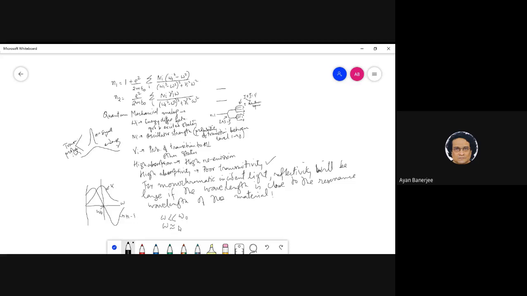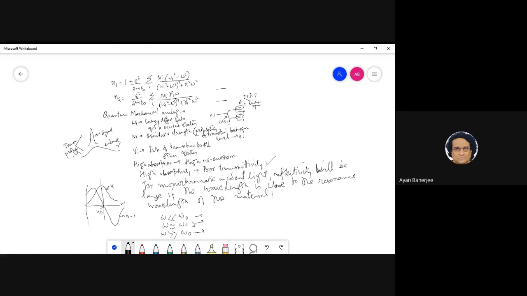We have this and we have this. So in terms of dispersion, meaning how n changes with omega, what would I call these three regimes as? You understand what I'm saying, right? How n changes with omega.